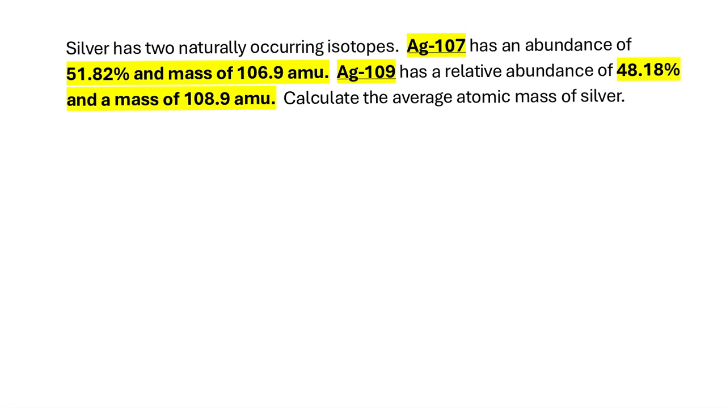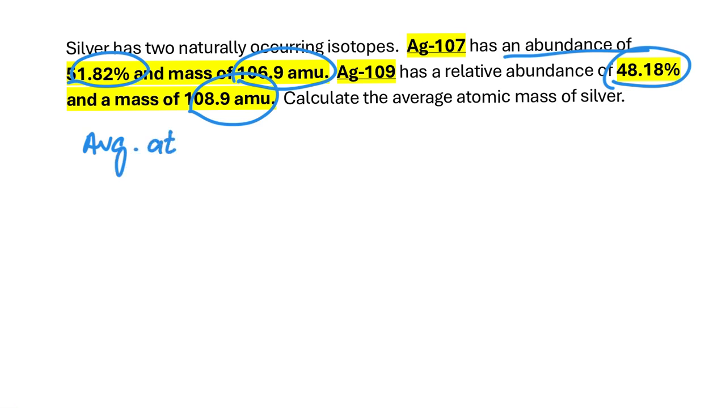Let us calculate the average atomic mass of silver. Silver has two naturally occurring isotopes. Ag107 has an abundance of 51.82% and a mass of 106.9 AMU, atomic mass unit, while the second isotope of silver has a relative abundance of 48.18% and a mass of 108.9 AMU.